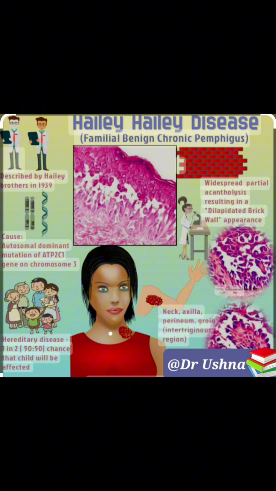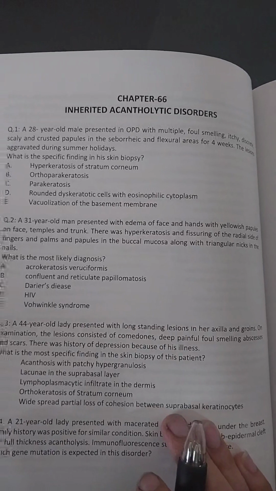And this is Hailey-Hailey disease, which is familial benign pemphigus, remembered as on histology widespread partial acantholysis resulting in the dilapidated brick wall appearance. It is present in the flexural, intertriginous areas, presented as erosions or blisters. It is autosomal dominant, described by the Hailey brothers, and it is a defect of ATP2C1. MCQs for the acantholytic disorders.